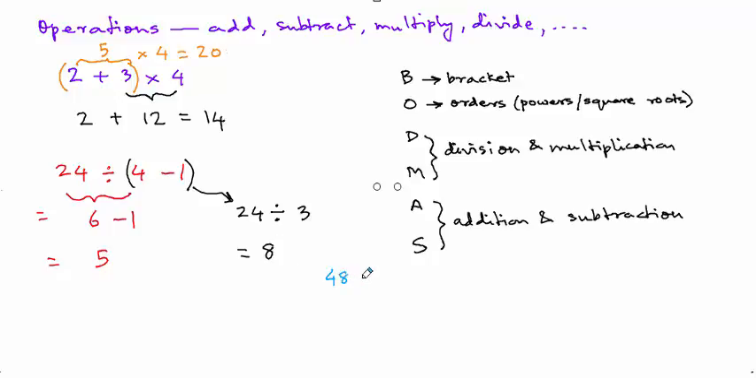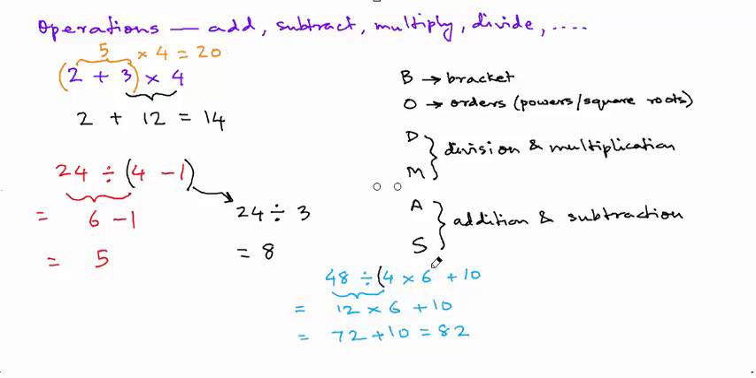And 48 divided by 4 times 6 plus 10 is equal to, we have a division, a multiplication, and an addition. Division and multiplication have the same precedence, which means you start from the left, whichever comes first, do that first. 48 divided by 4, so this part is 12, times 6 plus 10. Now multiplication is ahead of addition. 12 times 6 is 72 plus 10, that's 82.